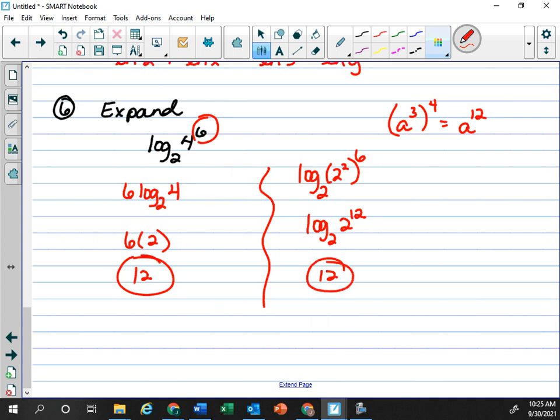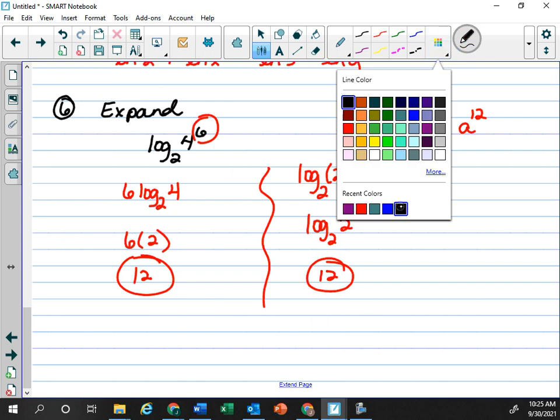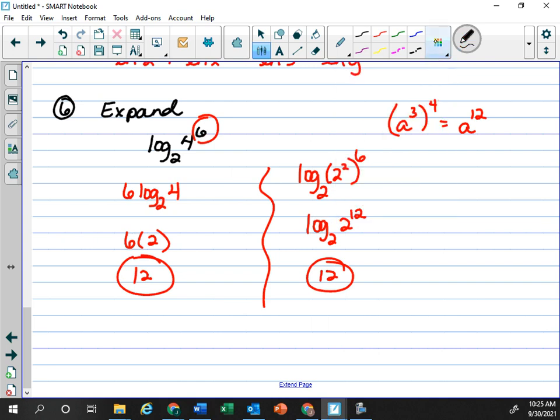Okay. You're not using the property there, but that's another way you can think about it. With logs, there's usually lots of ways, lots of different routes you can take to get to the final answer. So as long as you understand one of them, you're good. Questions on that one? Yeah.